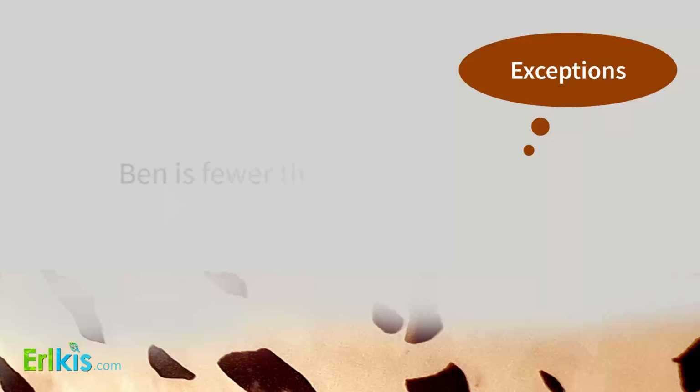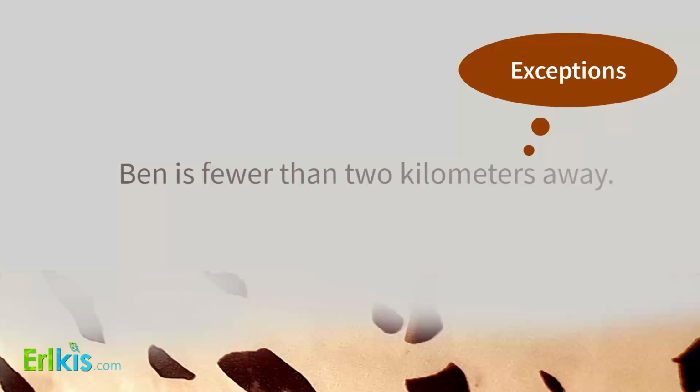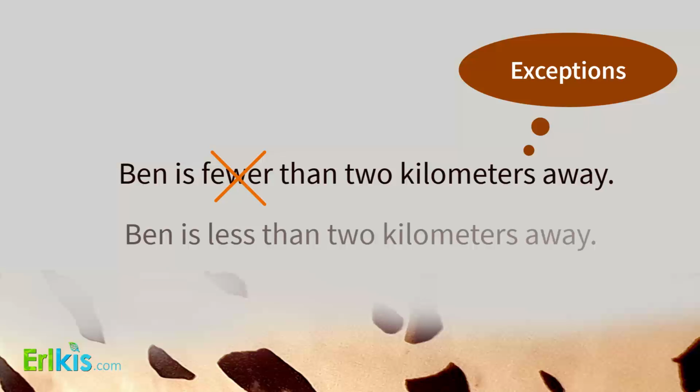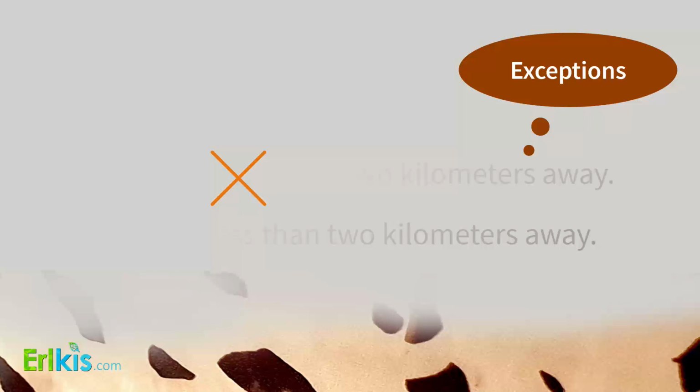Sentence number 3. Ben is fewer than 2 kilometres away. Yes, we should say Ben is fewer because we can count kilometres. However, when we talk about distance, we use less. Ben is less than 2 kilometres away.